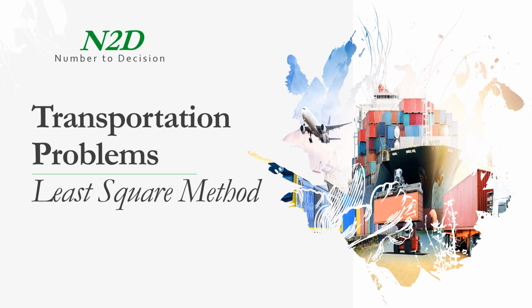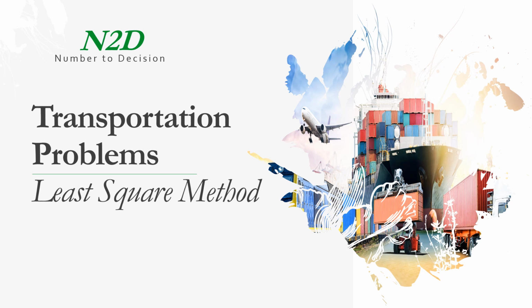So in today's session we are going to discuss transportation problems. In the last session we saw a method called Northwest Corner Rule. In today's session we are going to continue with the least cost method. When you compare it with Northwest Corner Rule, the least cost method is better optimized, which will give you a better optimized cost.